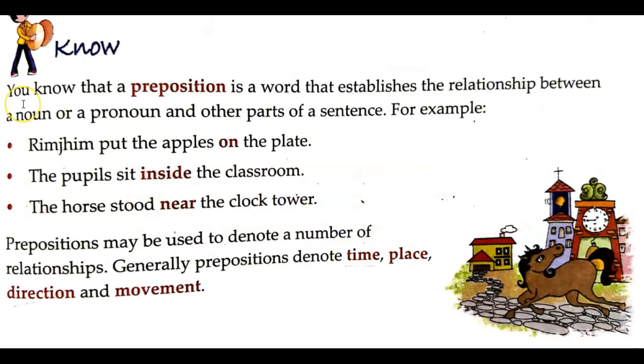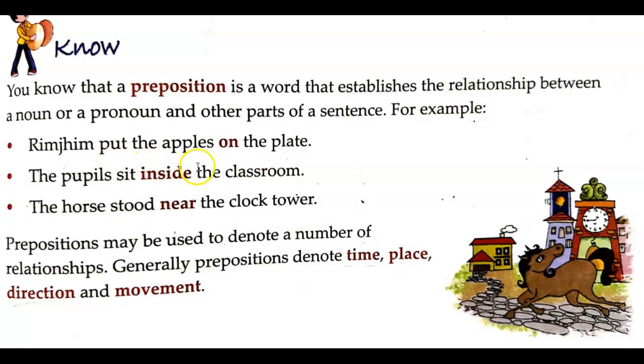Prepositions. You know that a preposition is a word that establishes the relationship between a noun or a pronoun and other parts of a sentence. Just now I said that preposition is something that tells you more about noun or pronoun, its position, where these are positioned. So it tells us more about the position of this noun and pronoun and some other parts of a sentence also. For example, these are some of the examples.